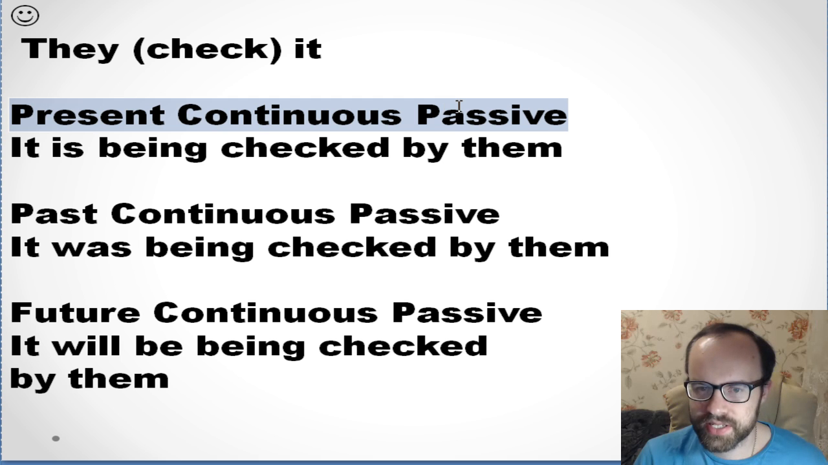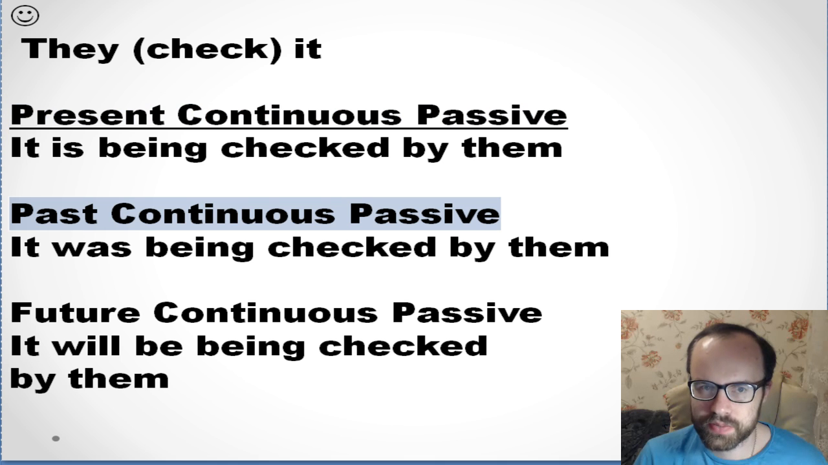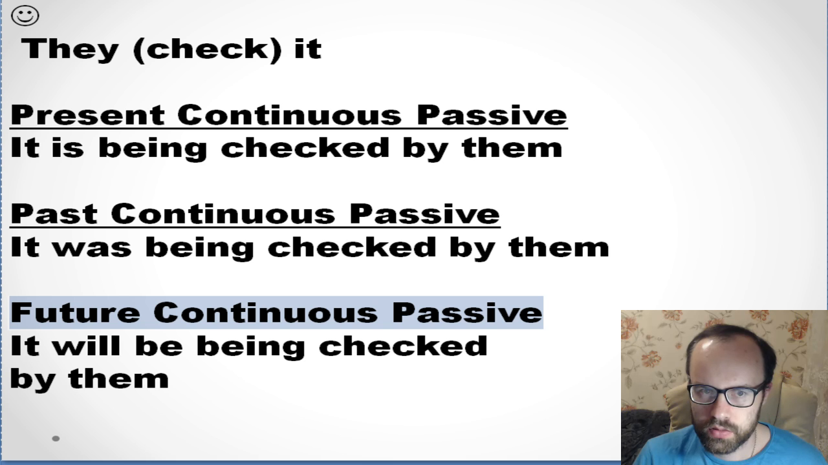So we have present continuous passive: it is being checked by them. Past continuous passive: it was being checked by them. Future continuous passive: it will be being checked by them.